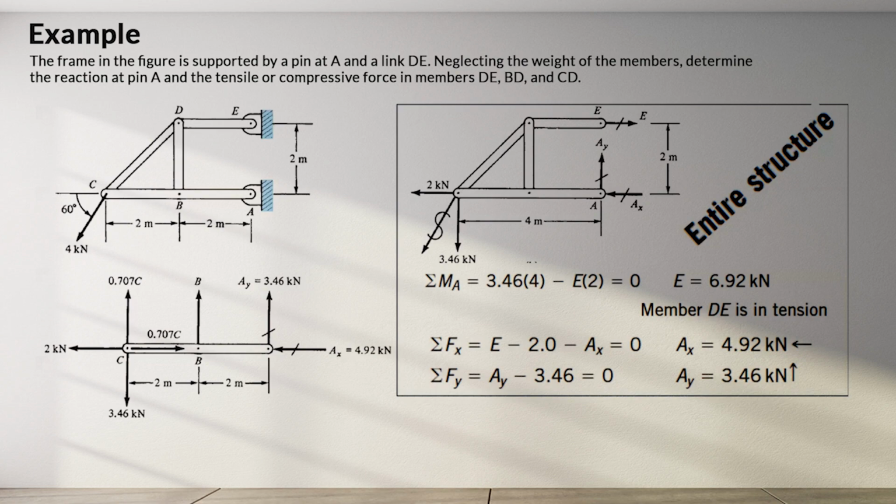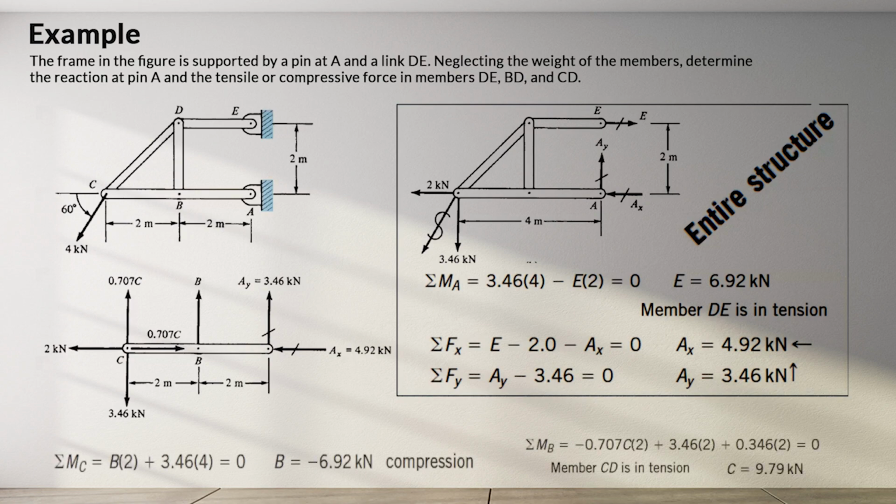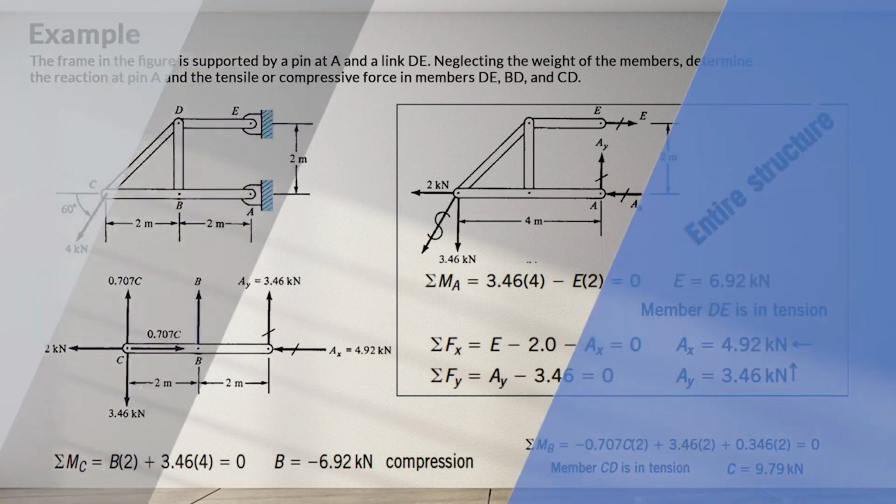For member AC, members BD and CD are two force members. Therefore, the directions of these force members are known, and we draw a free body diagram of member AC. Components of C are shown in the diagram. So from the equilibrium equation, the summation of moments about C is equal to 0. We are able to find a value for B of negative 6.92 kilonewtons in compression, and also a value for C of 9.79 kilonewtons in tension.